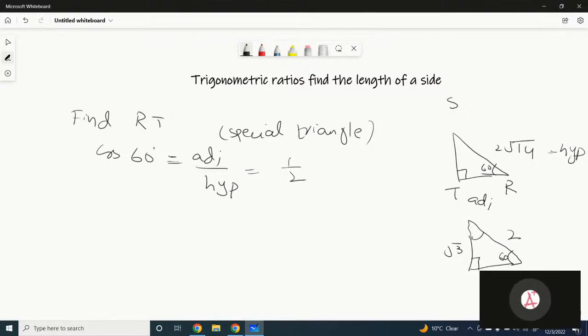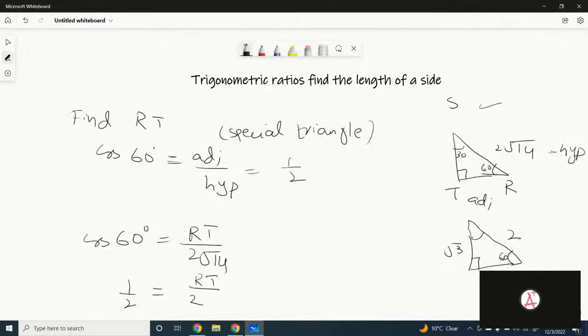Okay, now let's find the length of RT for this triangle. Use cos 60 equals adjacent, which is RT, divided by the hypotenuse, which is 2 square root 14. Because it is the special triangle with 60 and 30, cos 60 equals 1 over 2. So 1 over 2 equals RT divided by 2 square root 14.